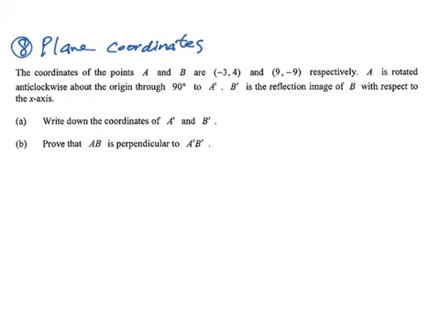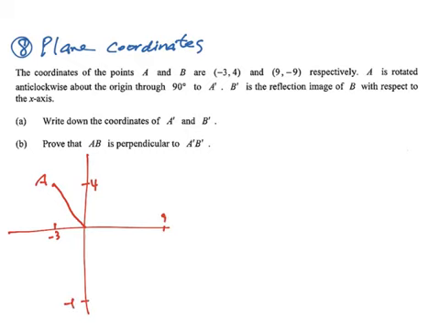Next, we'll consider the plane coordinate. Let's draw a coordinate. For point A, -3, 4. So it's here. For point B, 9 and -9. So it's around here.